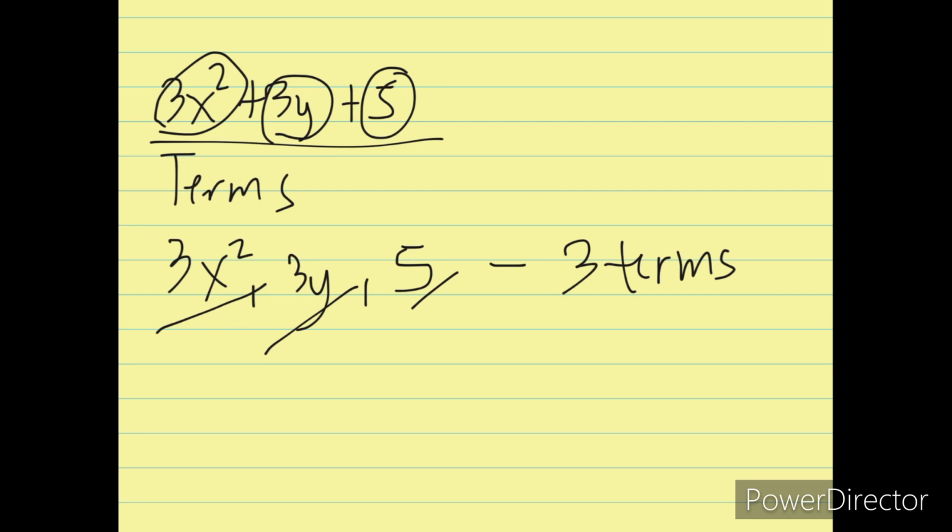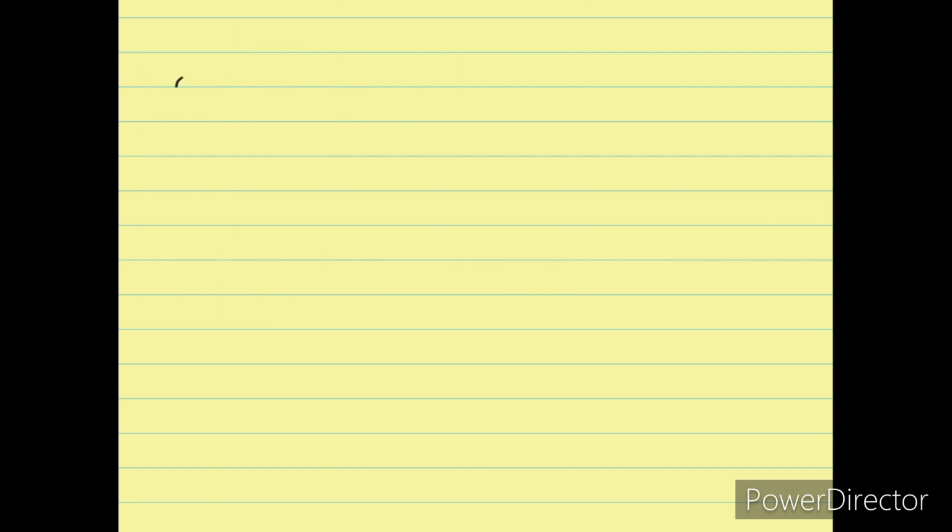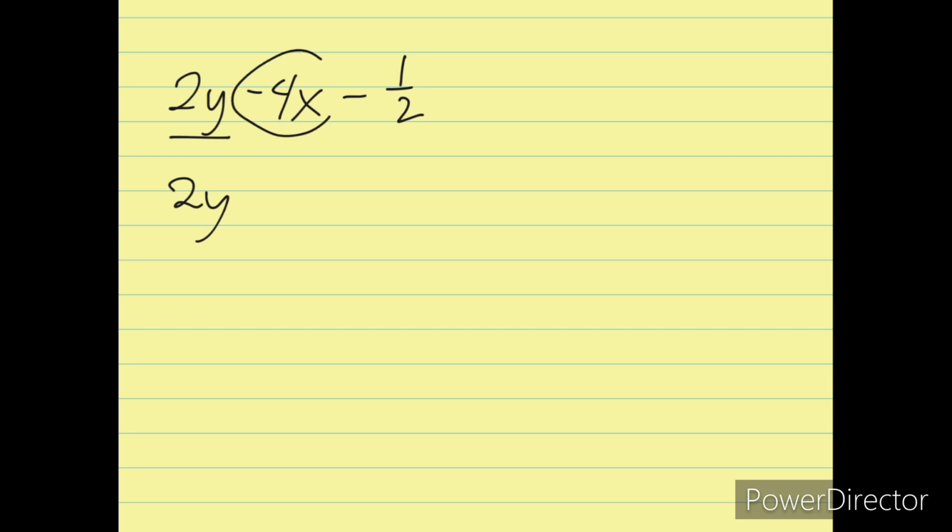Next, another example: 2y minus 4x minus 1/2. Here in our given expression, we need to identify or determine those terms. Okay, first is the 2y. That is one term. Next, negative 4x. Do not forget to write the negative sign. And the third, or the last term, is negative 1/2. So we have, again, 3 terms.